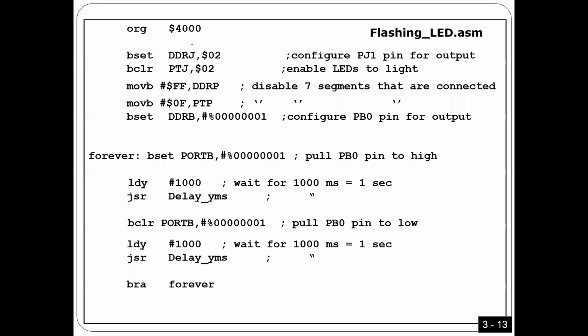Number 1, data direction register. You have to think what ports you are going to use right now. I'm going to use port B, PB0, 1 pin on port B.